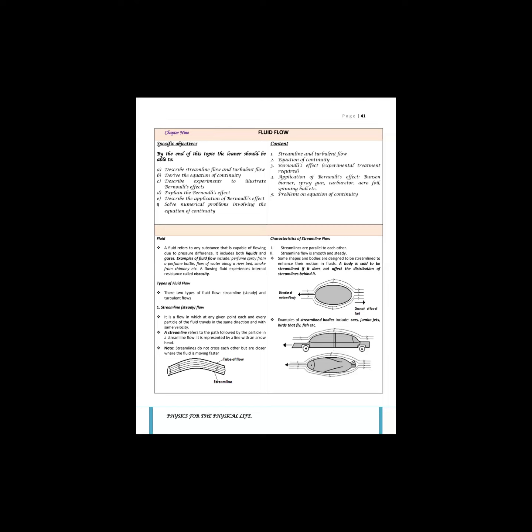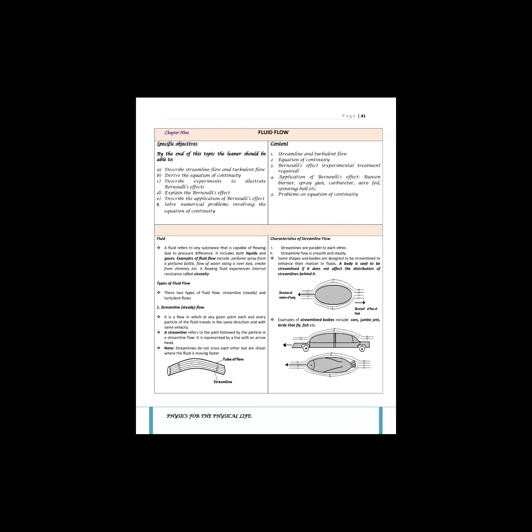From this diagram, you have already seen how streamline flow is in the tube. This is a fluid. It is important to note that streamlines do not cross each other, but are closer where the fluid is moving faster. They don't cross each other, meaning each streamline is straight. We'll get the characteristics of streamline flow here.